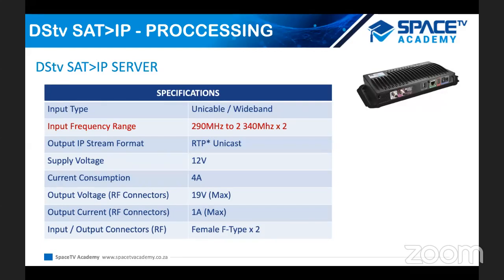Obviously, the supply voltage is 12 volts, it comes with its own external power supply, consumes about 4 amps of power. The output voltage is 19 volts, so that's to power your smart LMB or your wideband LMB. Once again, there's obviously no switching. It can supply about 1 amp of power. And the inputs and output connectors, the RF connectors on this device are standard F connectors, as you can see on the picture on the right-hand side.